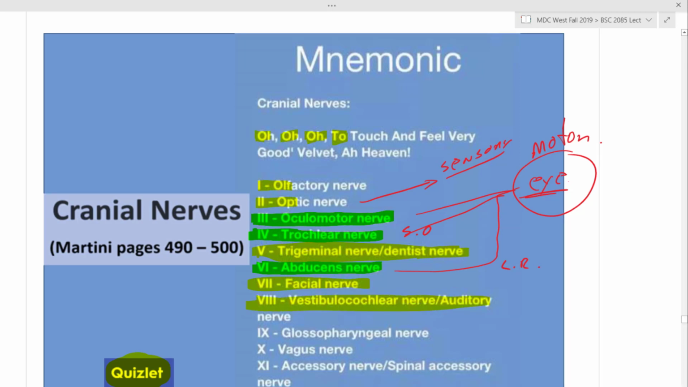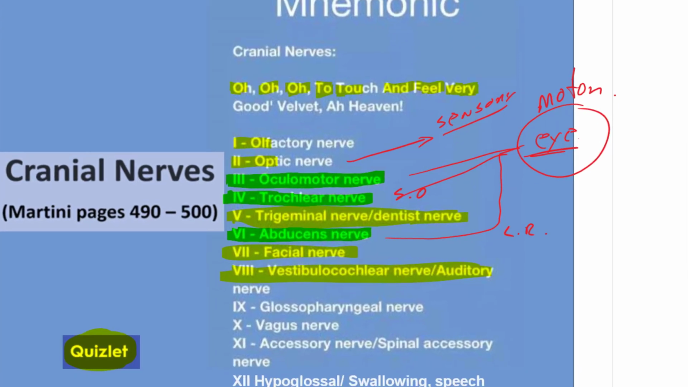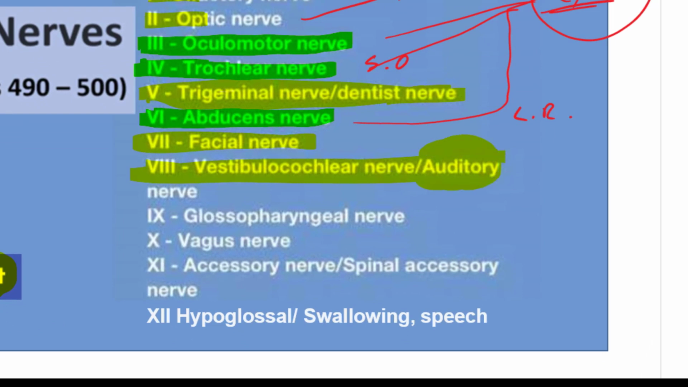And then you have your vestibulocochlear nerve. The vestibulocochlear nerve is part of your ear. So inside your ear, you have a vestibule and a cochlea. So hence the name vestibulocochlear nerve. So this is only going to be sensory, and that's for auditory. Then the next one we're going to have is glossopharyngeal, which is glossal means what? Your tongue, right? So glossopharyngeal is going to be your glossus, your tongue, and your pharynx. So it's going to innervate both the tongue and the pharynx.